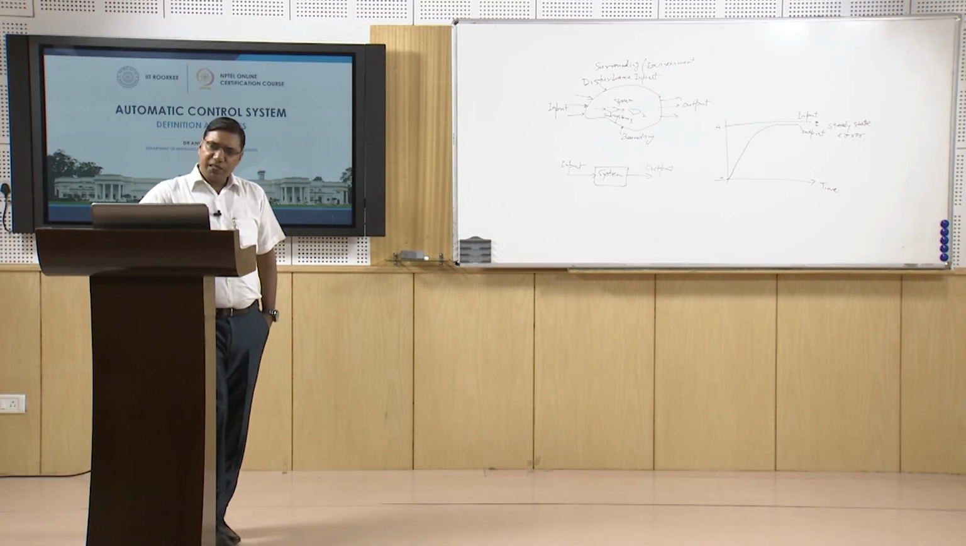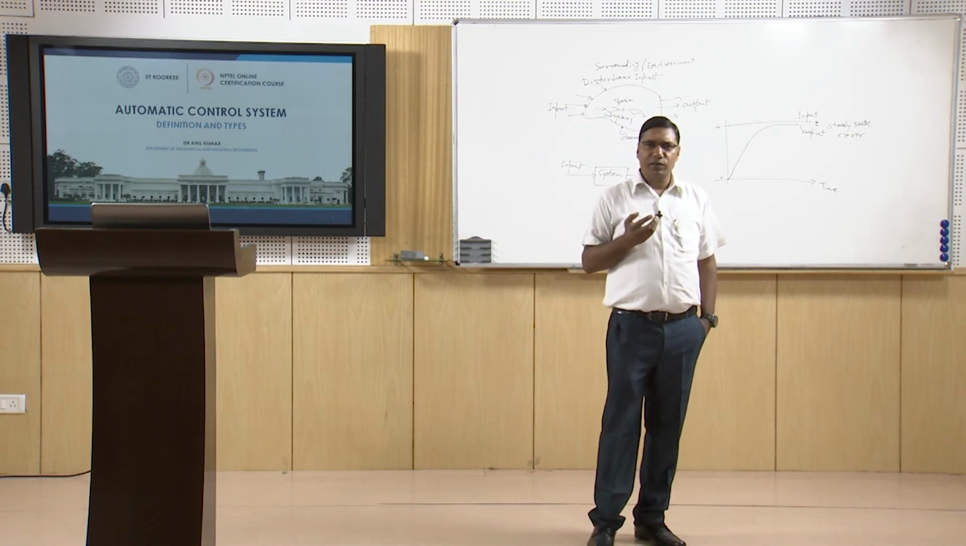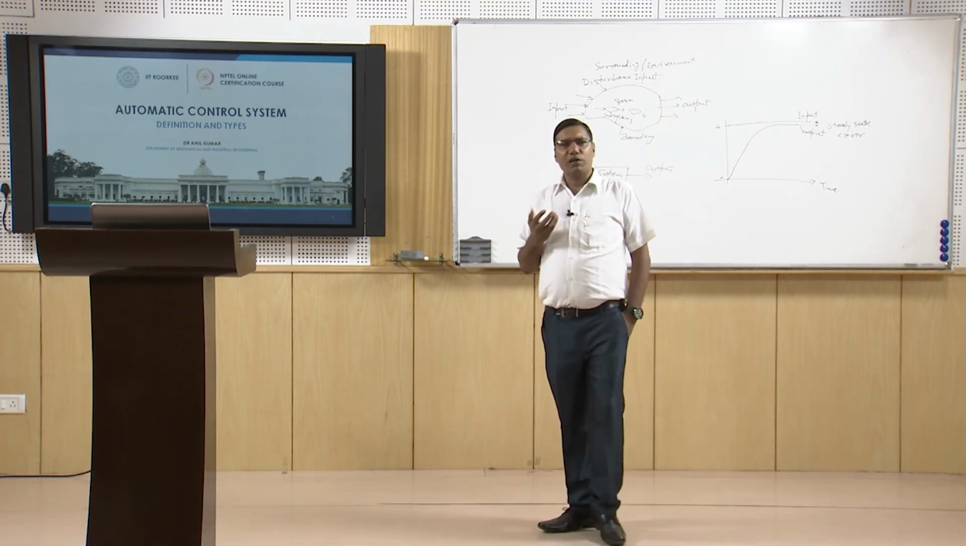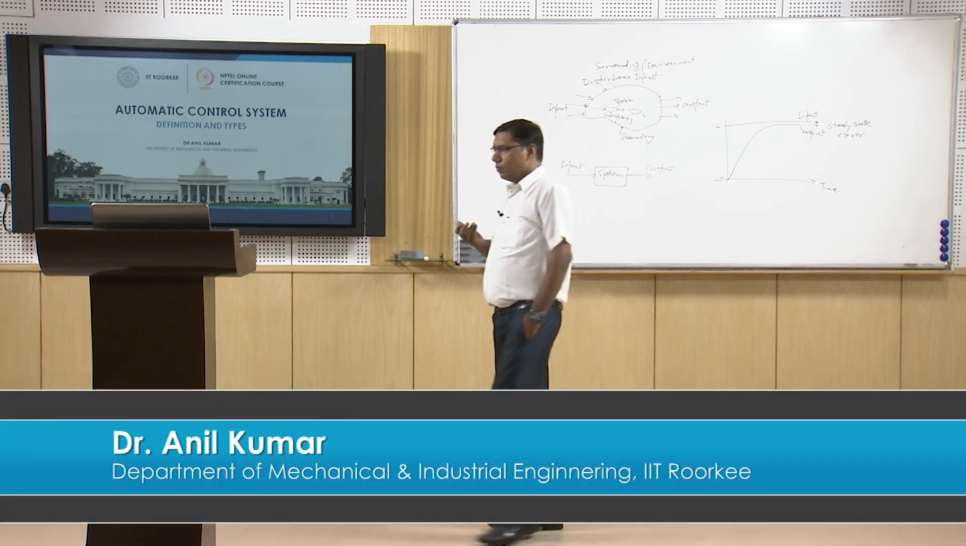Now here we can see that here is the process or plant. So the process, if we see the example of an elevator, the lift is the process or plant. This is the plant that we want to control.